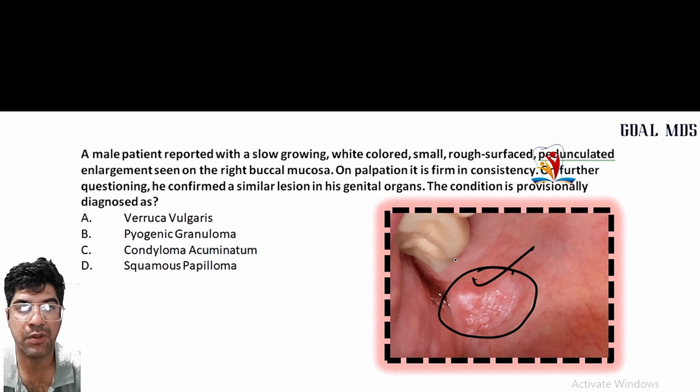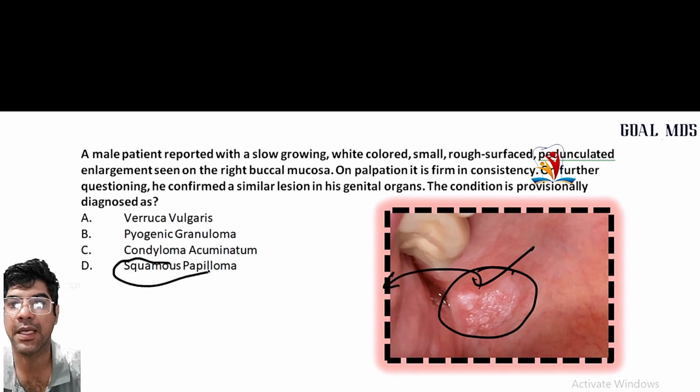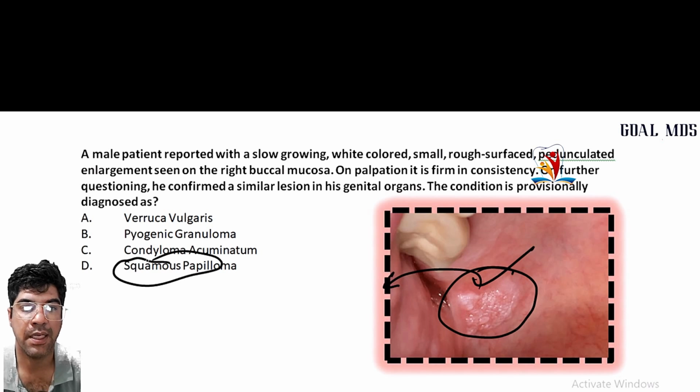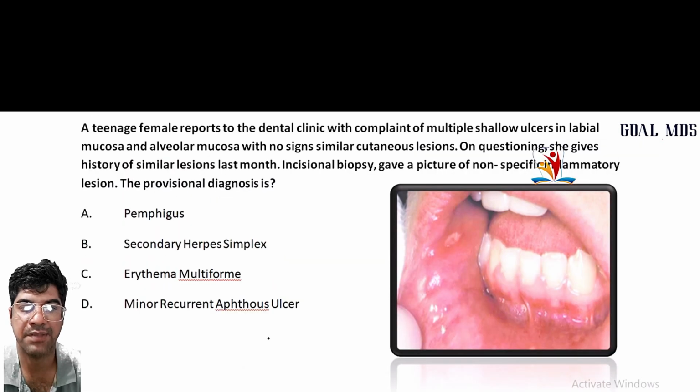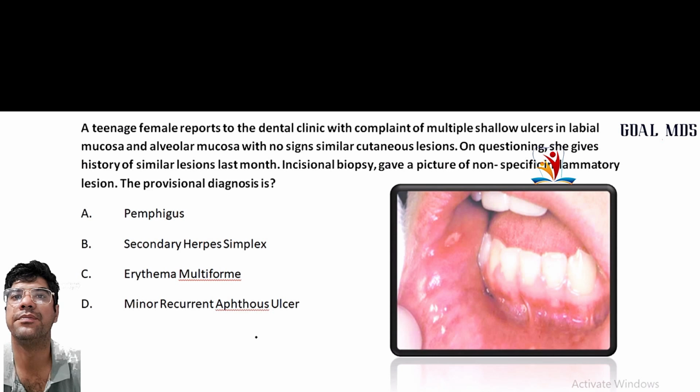Moving to the question, on further questioning, he confirmed a similar lesion in the genital organs. So the condition described here is a slow-growing, white-colored, small, rough, pedunculated enlargement seen on the buccal mucosa that characterizes a squamous papilloma. Other conditions like verruca vulgaris, pyogenic granuloma, condyloma acuminatum describe different conditions. So the answer here will be squamous papilloma. Next question.